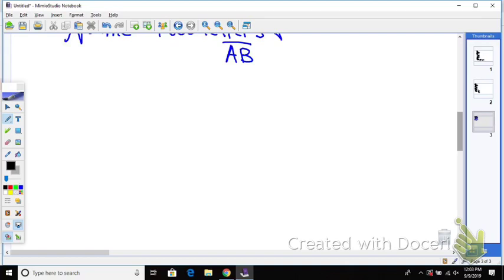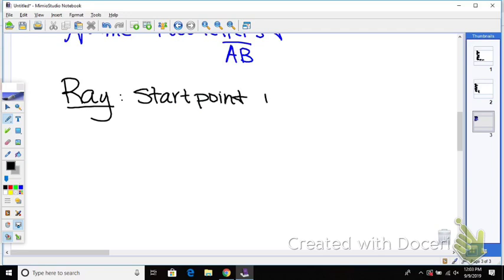Okay, last of these, and then I've got 2 vocab words. A ray. So basically, if a segment and a line got married and had a baby, they would name that baby Ray because it has a starting point and goes forever.